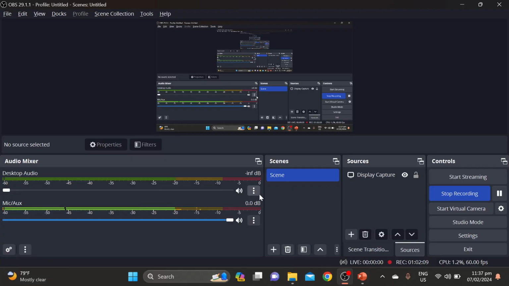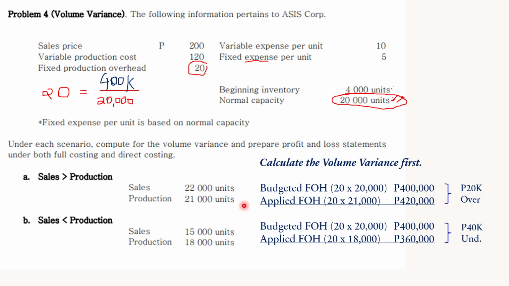Okay, game tayo, ha? So this time, we're going to do variable costing under scenario B. Again, just a quick reminder. When it comes to variable costing, the concept of volume variance is irrelevant. Walang volume variance pagdating sa variable costing.